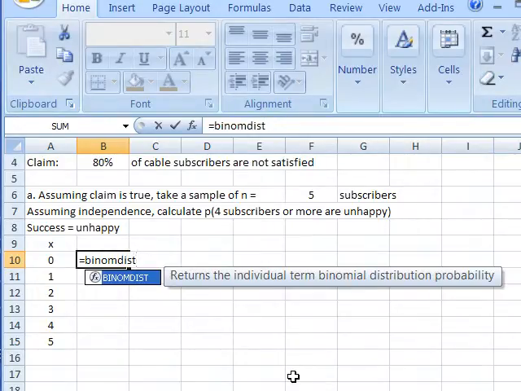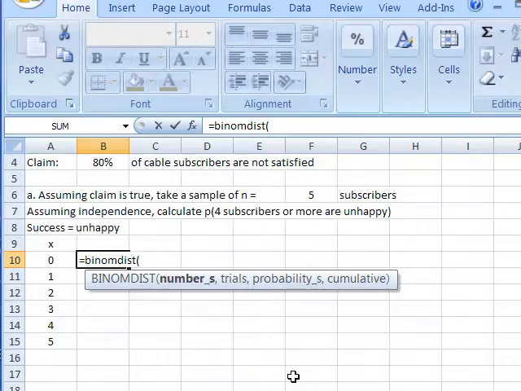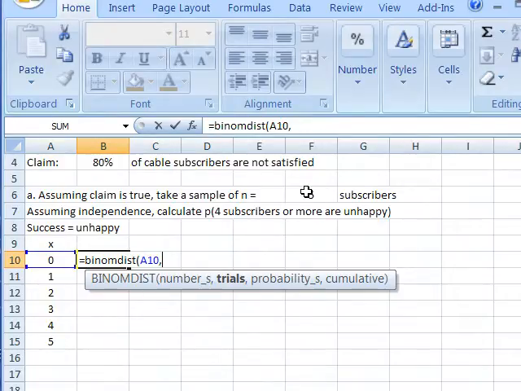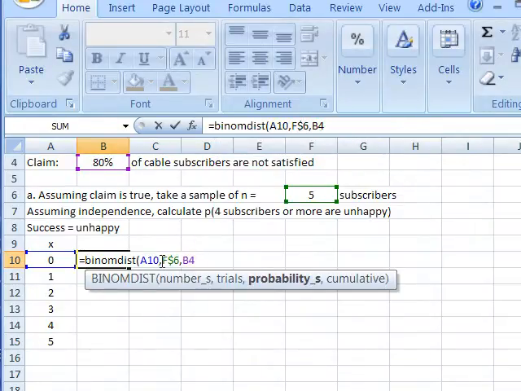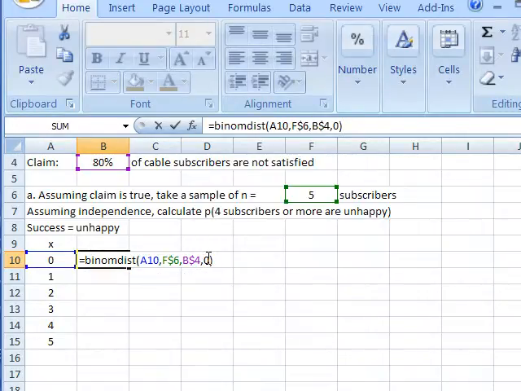I just love it the way it gives you the word. I don't have to remember exactly how to spell binomial distribution. The number S is the X value I'm analyzing, which is 0. The number of trials is 5, and the probability is 80%. Now I have to put my dollar signs in here, because I'm going to just drag this formula down to the other 5 cells. So I don't want cell F6 to change as I drag down, and I don't want B4 to change as I drag it down. Oh, I've got to put the cumulative in. Let's say 0 for cumulative. I don't want cumulative. I want just the individual probabilities.